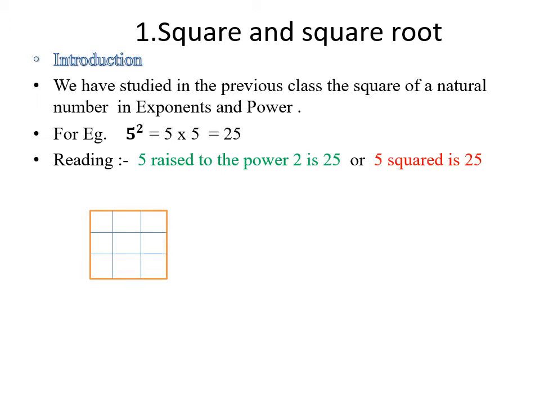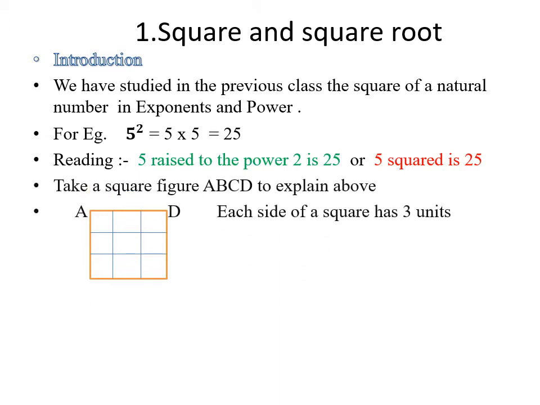How will you read it? You can read it in two ways. One, 5 raised to the power 2 is 25, or 5 squared is equal to 25. Now let us take a small figure to explain the concept, that is square.